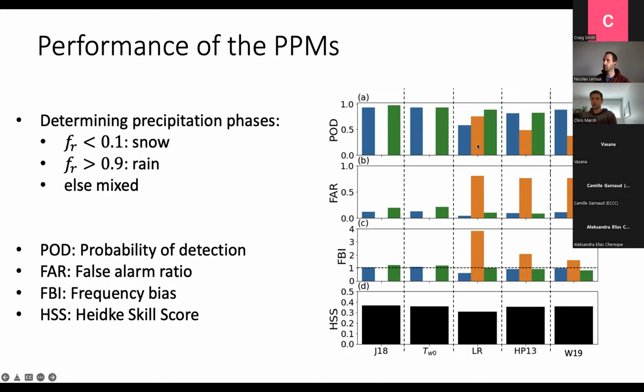And when it comes to estimating mixed precipitation, all the methods struggle compared to the Parsivel. What we can see is that the probability of detection is not very high for most methods, except for LR, but we also have a high false alarm ratio for all of the methods, unfortunately, and only the method of Wang et al. had a bias closer to 1. So from that, we can estimate that maybe Wang et al. on average estimates all the precipitation types better.